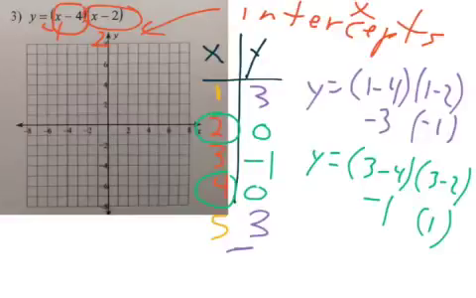So let's plot our points. I'll use purple here. 1 is supposed to be 3, right there. 2 is supposed to be 0. 3 is our vertex at negative 1. 4 is at 0. And 5 is at 3. And if we connect our dots here, you can see there is our parabola, guys. So intercept form is not so bad after all, is it?